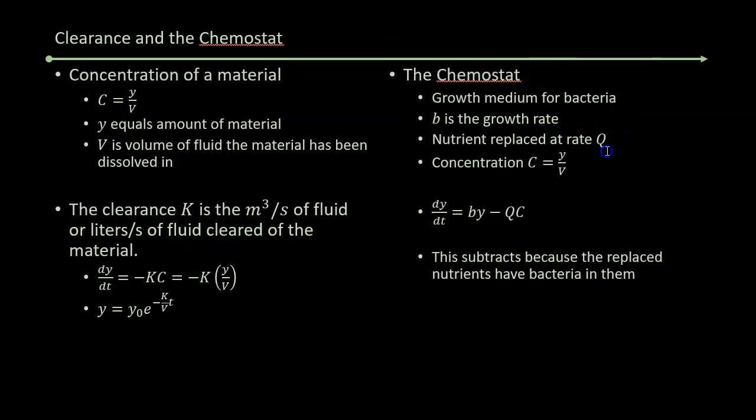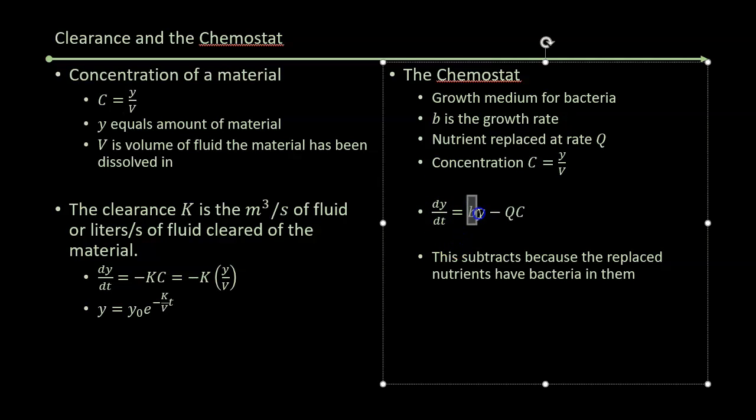And in that nutrient that you're pulling out to make room for the new nutrient, there are some bacteria. And so you've got the rate of change in the number of bacteria is their growth rate, B, times the number of bacteria, minus Q, the nutrient replacement rate, times the concentration of bacteria, because that tells you how many bacteria are going out with the trash, right?